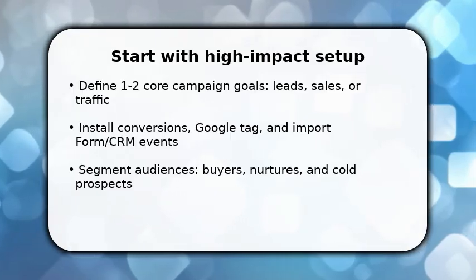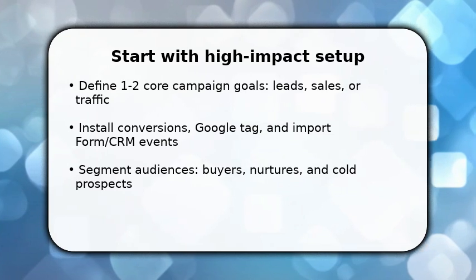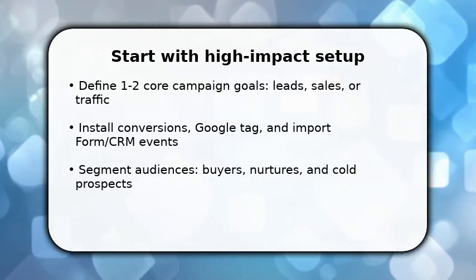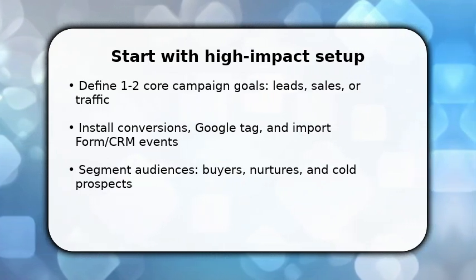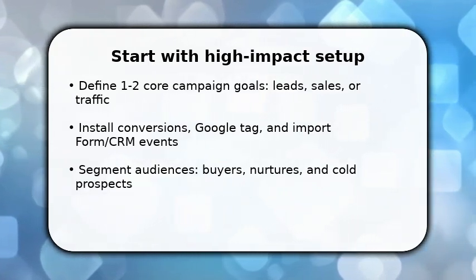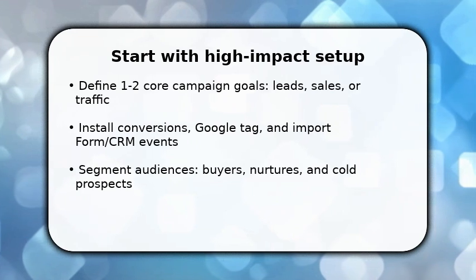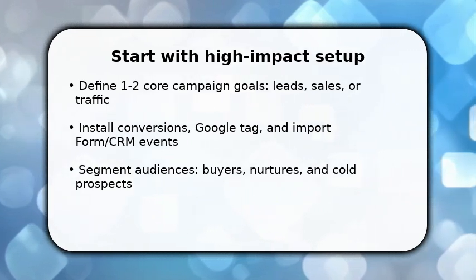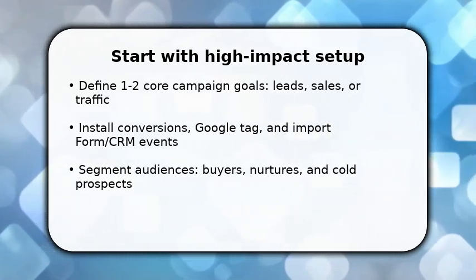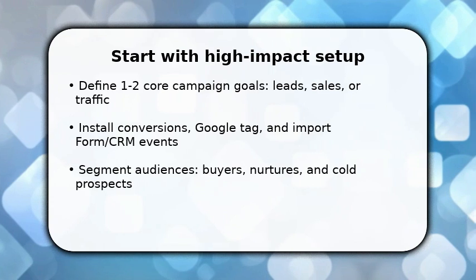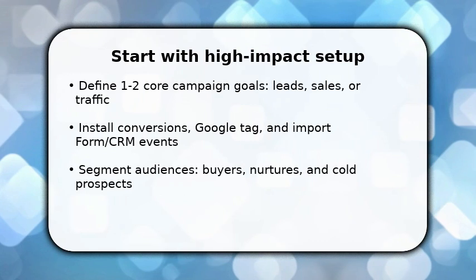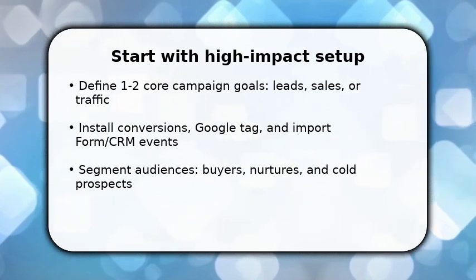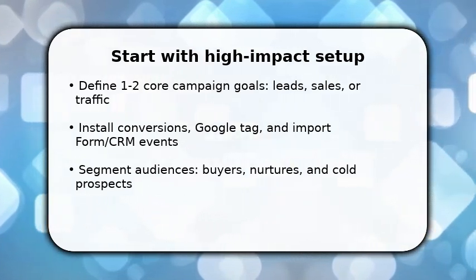You begin by locking in what matters, 1 or 2 campaign goals so bidding and creative align. Once done, install the Google tag and map conversion events from Forms or your CRM. This feeds data-driven bidding. Make sure to segment audiences into buyers, nurtures, and cold prospects so your messaging lands correctly. You're setting the data foundation and intent signals. Without them, automated bidding and smart creatives won't optimize effectively.